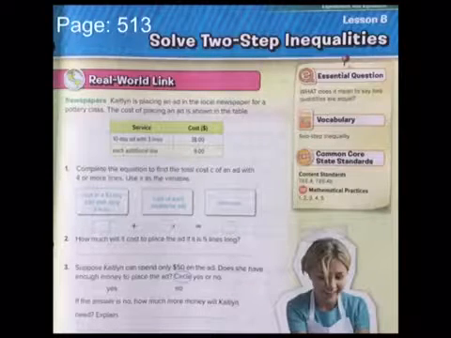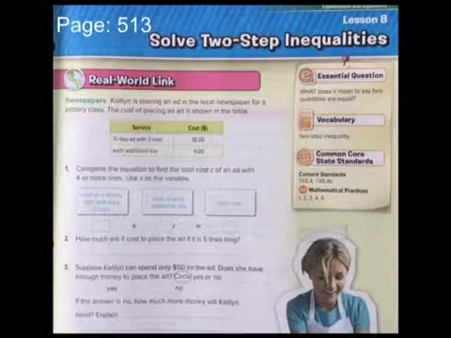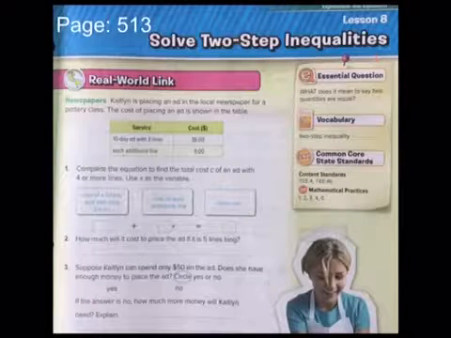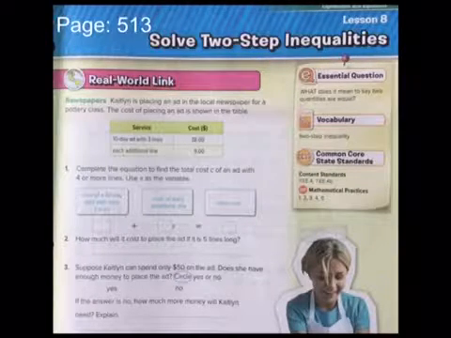Hello everyone, welcome to lesson 6-8, solve two-step inequalities. This lesson is found on page 513.